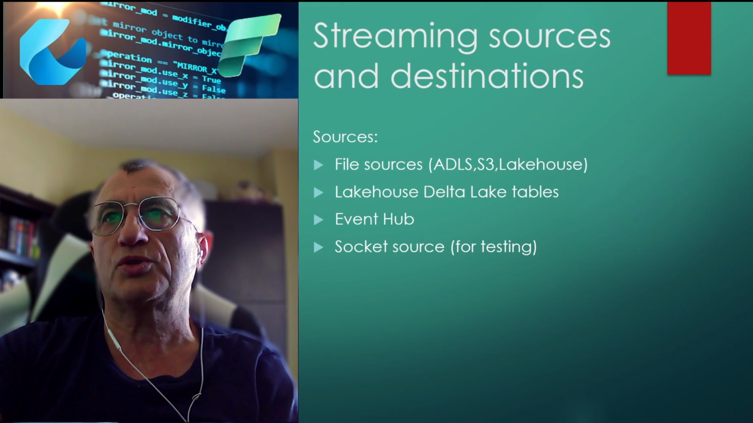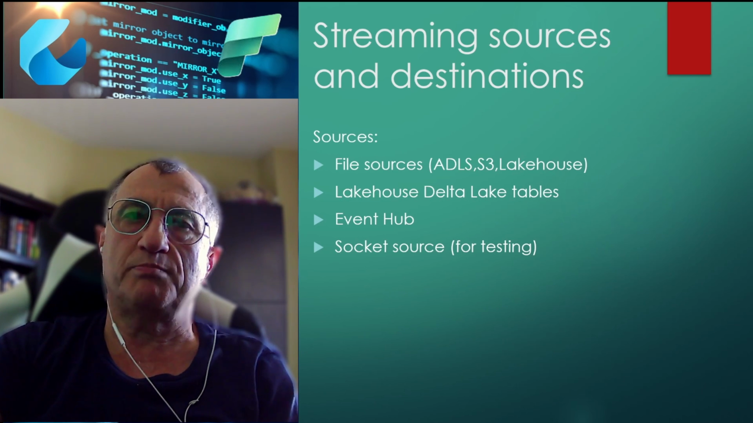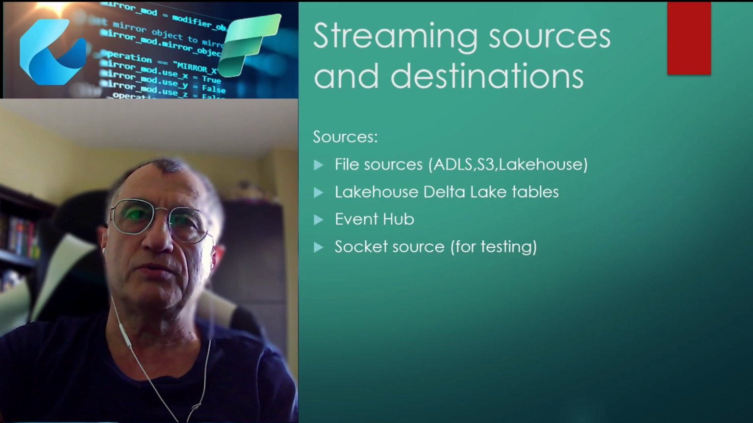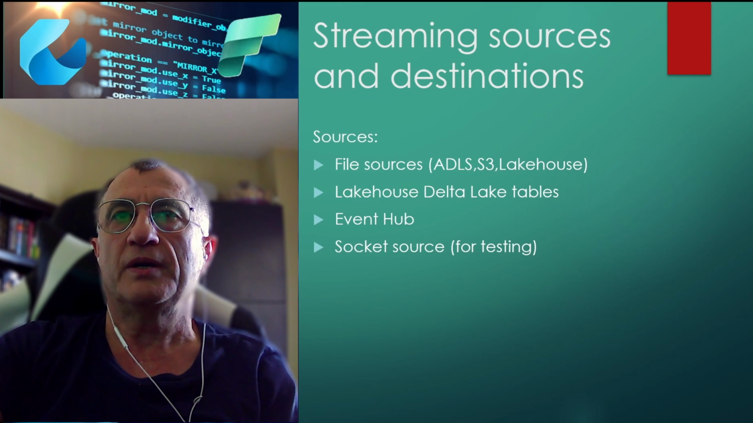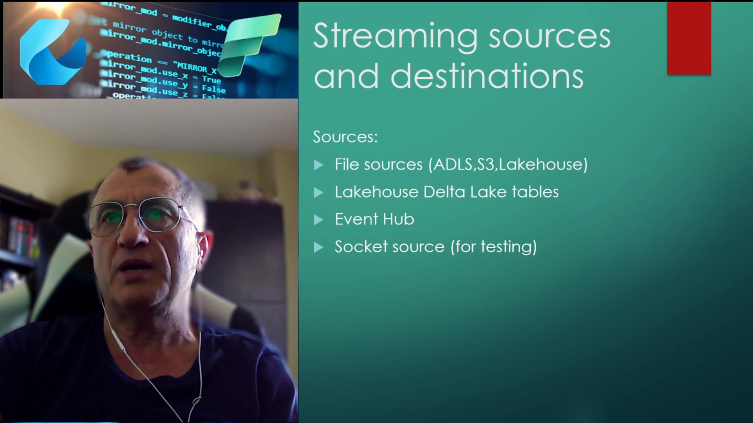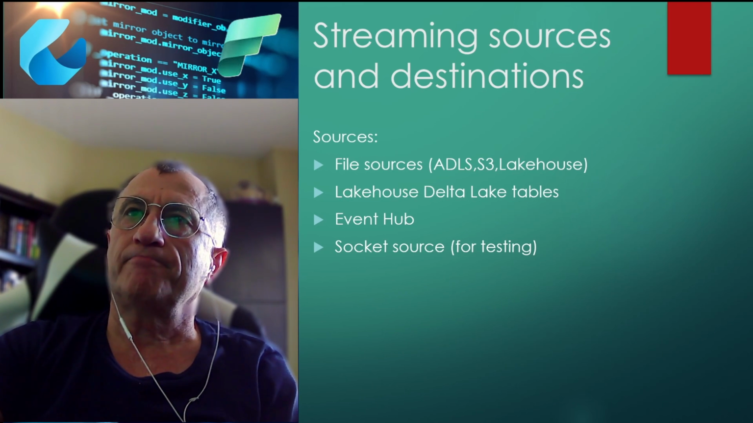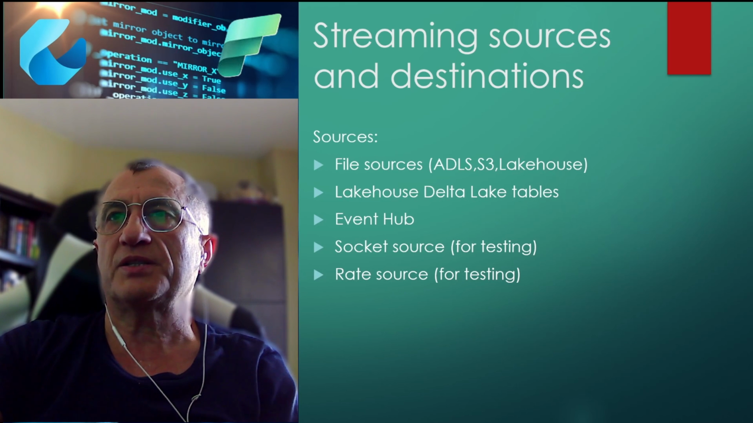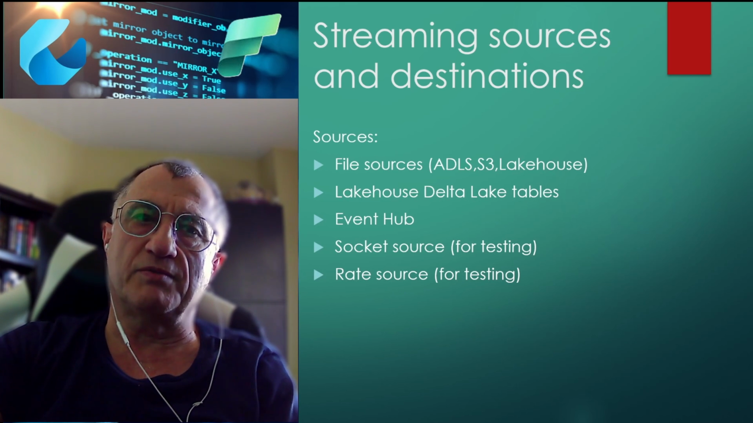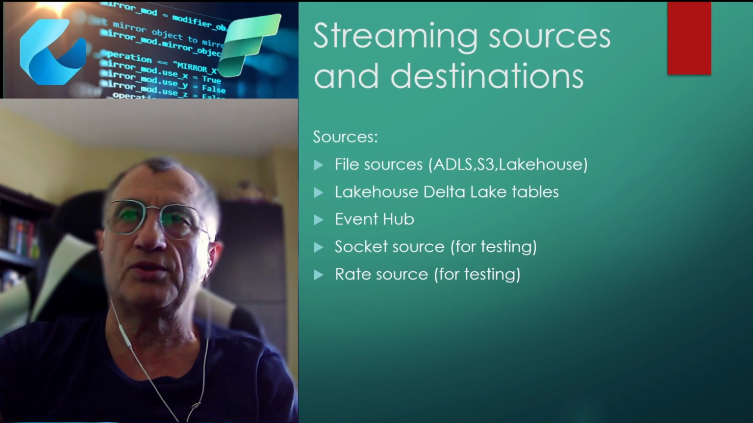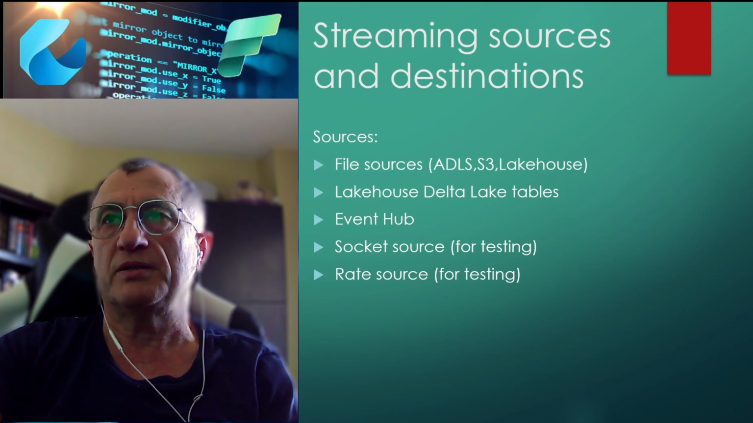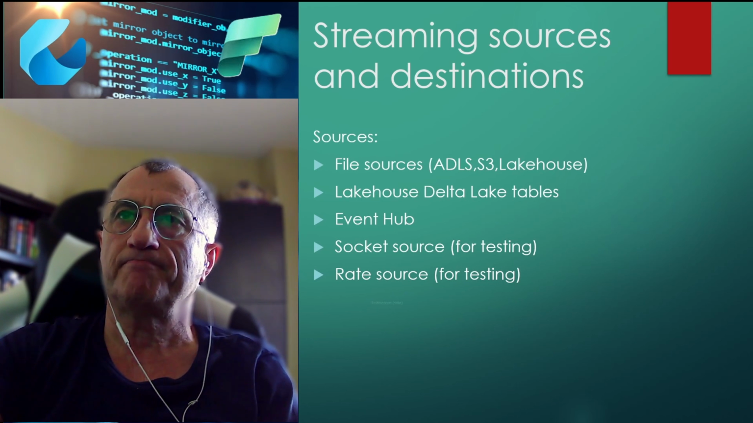That includes the socket source, which is basically the console, which allows you to read words that you type in the console. And then there is a rate source, which allows you to generate random information. Again, this is also for testing purposes.